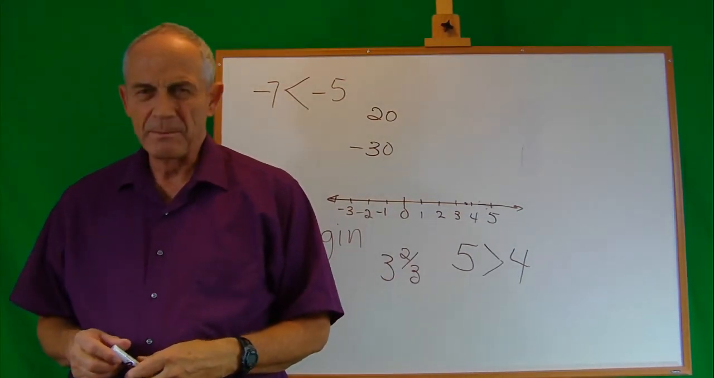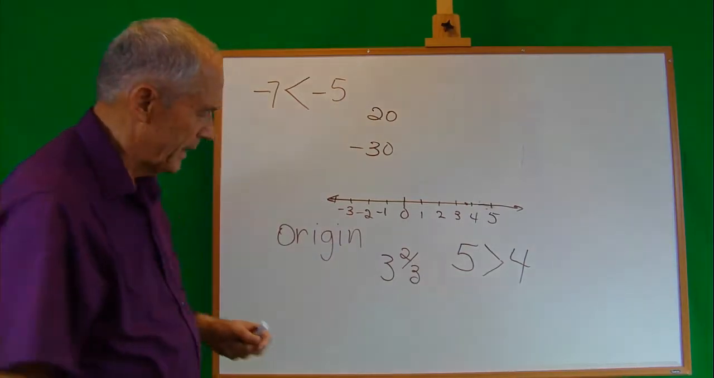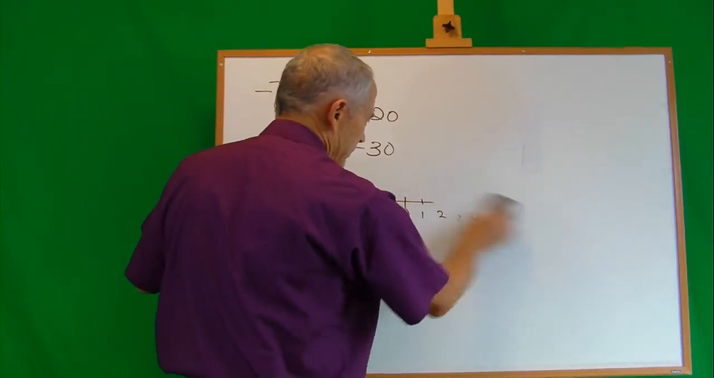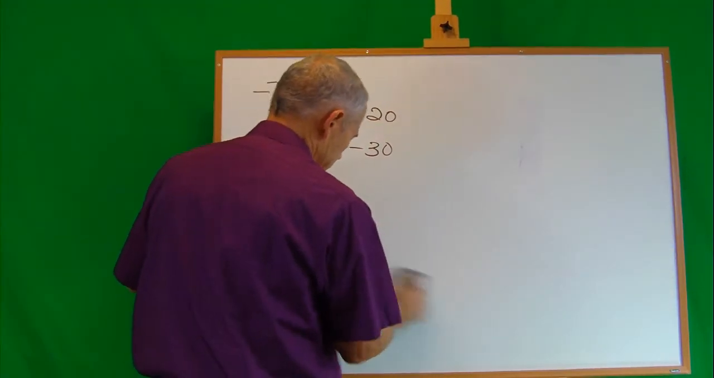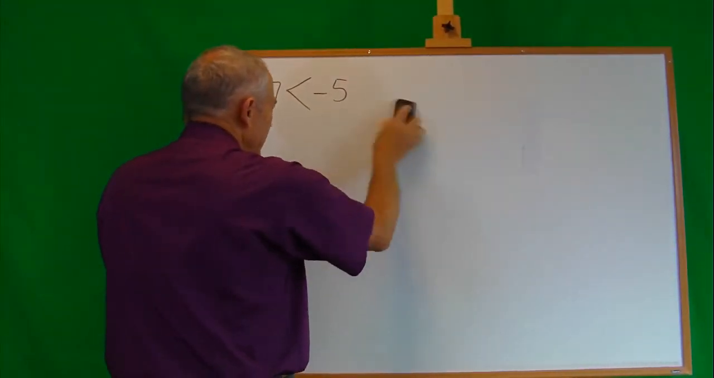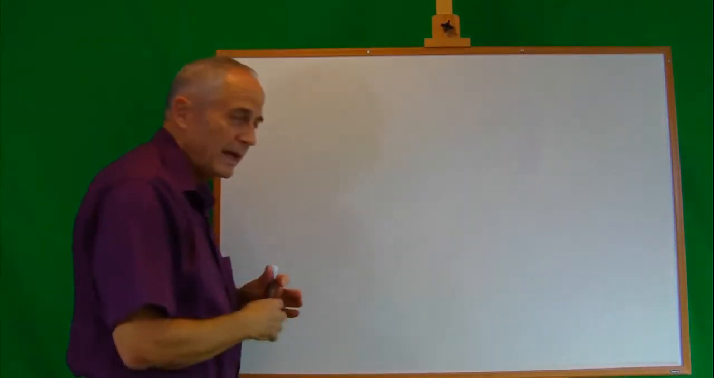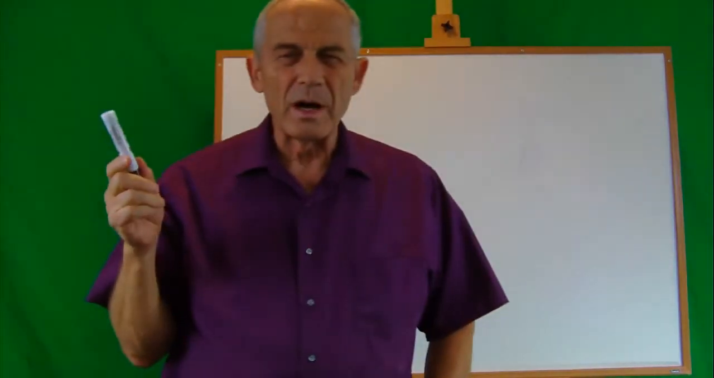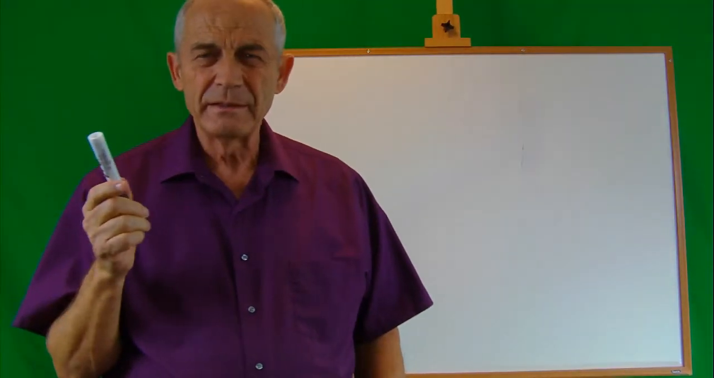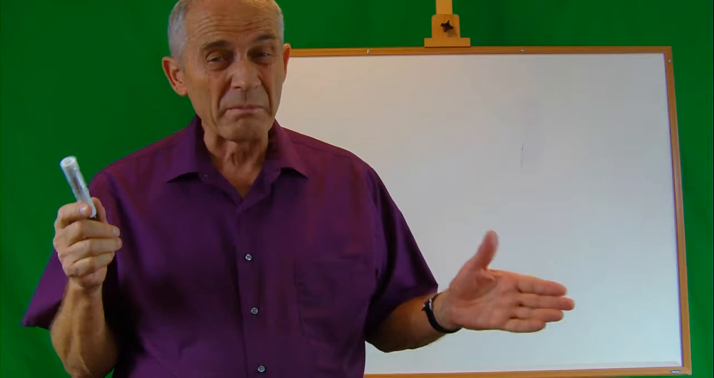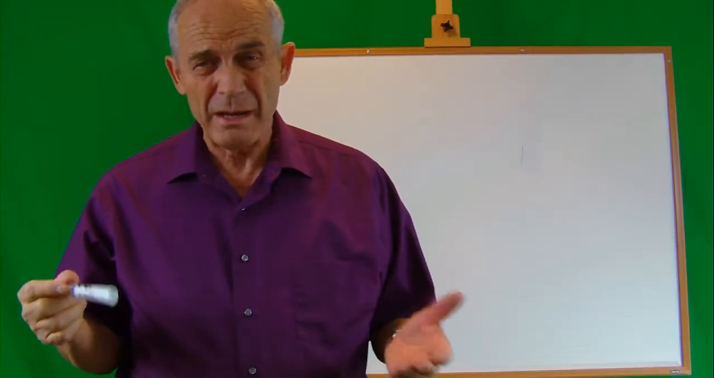Now, another thing, let me just quickly erase this, that we need to talk about when we're talking about numbers, and that relates to distance. Is it possible to walk -10 feet? Okay, I mean, you can walk backwards 10 feet, but you can't walk a negative number of feet.